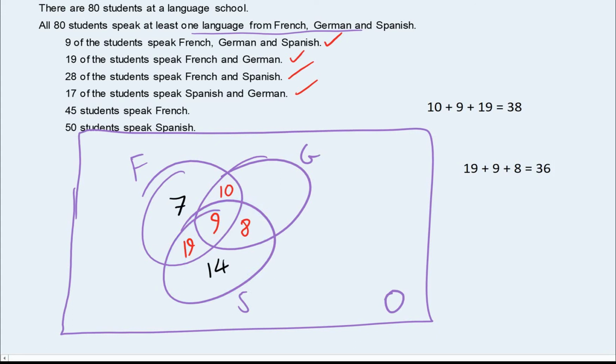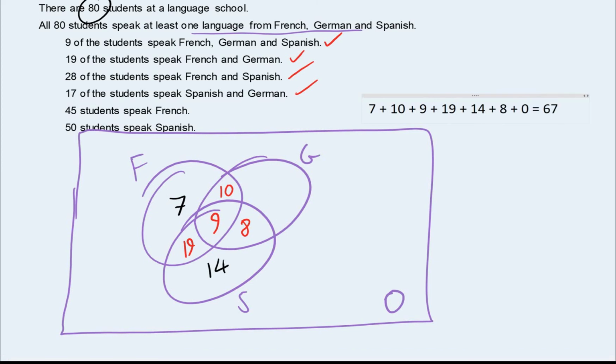We need to fill it out completely. So we need to figure out how many students are speaking German, and we do that by knowing there are 80 students in total. So if I add everyone together, that must equal 80. So I'm going to add together the numbers I've got so far. 7 plus 10 plus 9 plus 19 plus 14 plus 8. Again, don't forget the ones on the outside, even though here it is none of them. That gives me a total of 67 students, but 80 altogether. That means I am missing 13, and those are the people who speak German only.